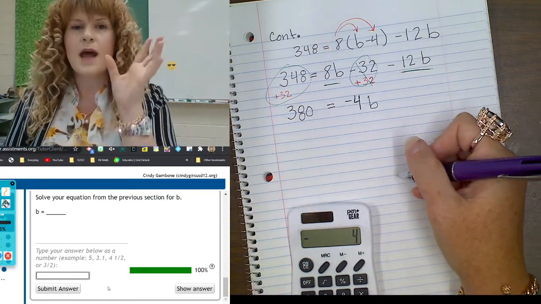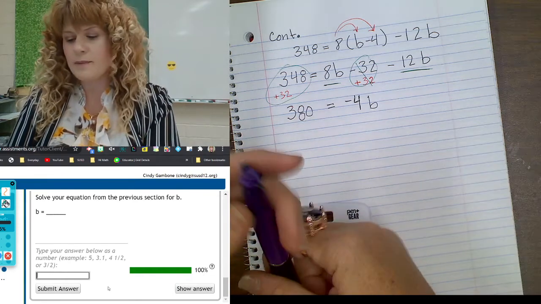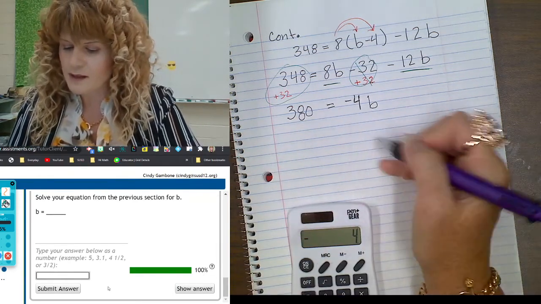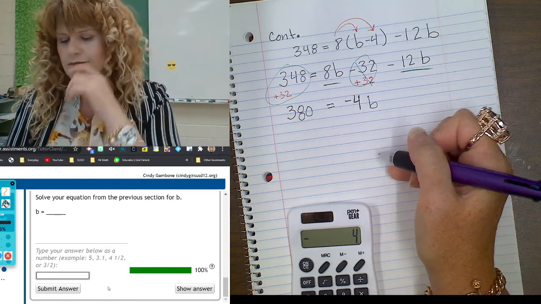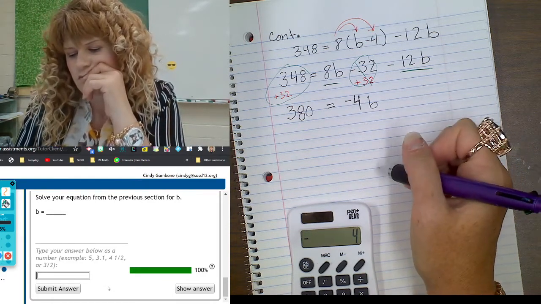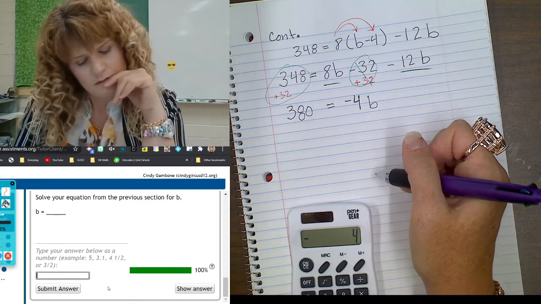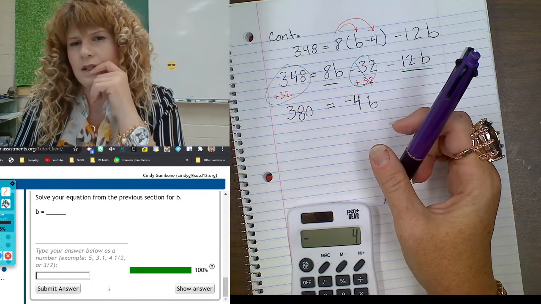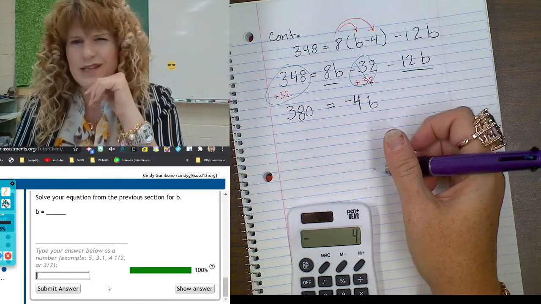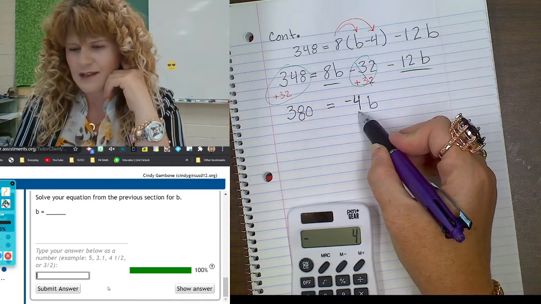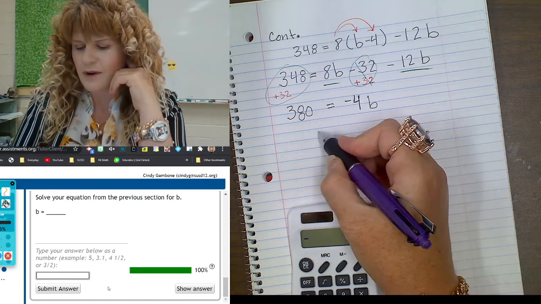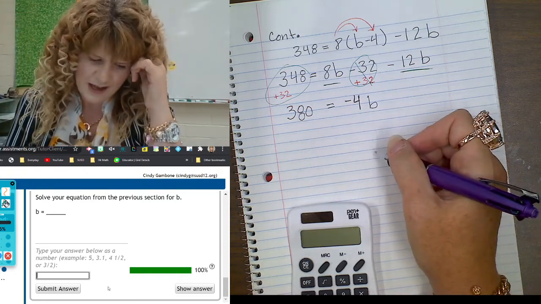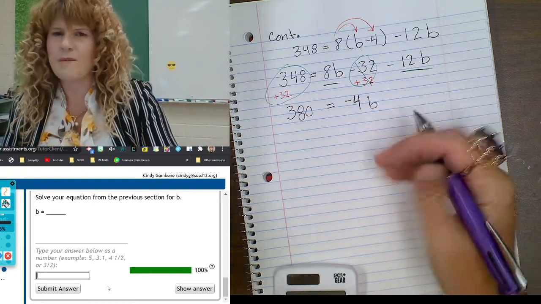Step 3, isolate the variable. We have b times negative 4. Wait a second. Oh, I made a mistake. I was just thinking, how am I going to get a negative answer? When I divide by negative 4, I would have gotten a negative answer for b, but you can't have a negative answer. Look where my mistake was.